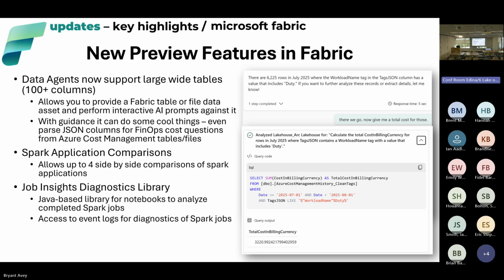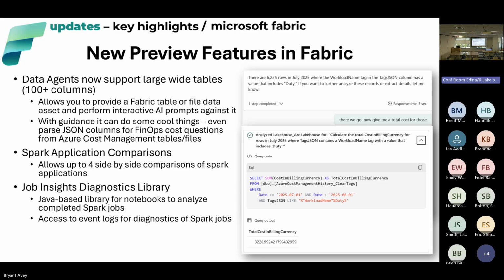I'm not really sure what this is, but now it lets you do up to 4 side-by-side comparisons of Spark applications. I have no idea what that means. If anybody else, feel free to enlighten us, because I have no idea what that is.